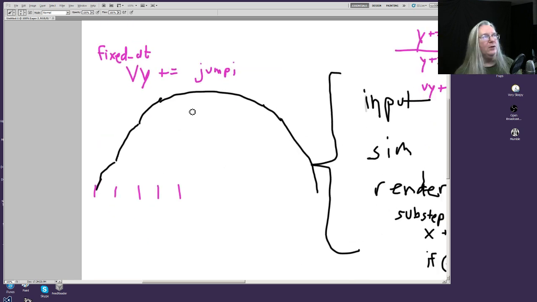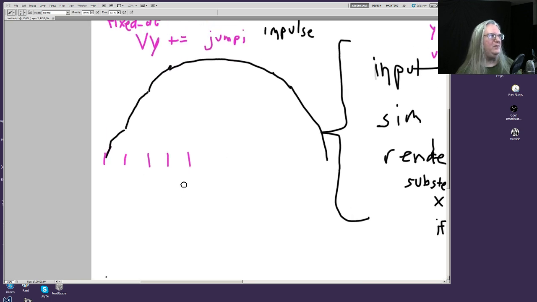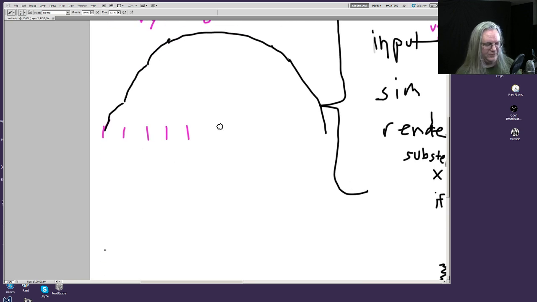Let's label this impulse brush. So this is impulse based. We're going to add a jump force, which stays sustained through time. And that's equivalent to changing the value of gravity while you're jumping, right?